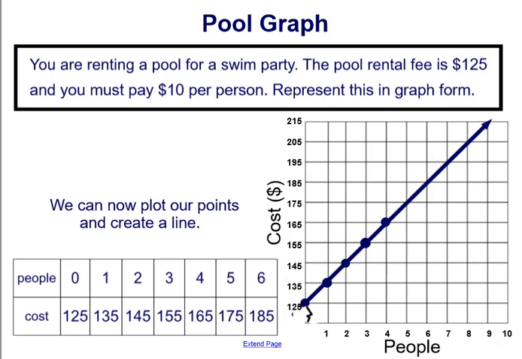So now that table becomes ordered pairs we can plot, and then we can create our line if we connect those ordered pairs. So here is the graph that's representing that situation again, that you're renting a pool for a swim party, and the pool rental fee is $125, and you must pay $10 per person.